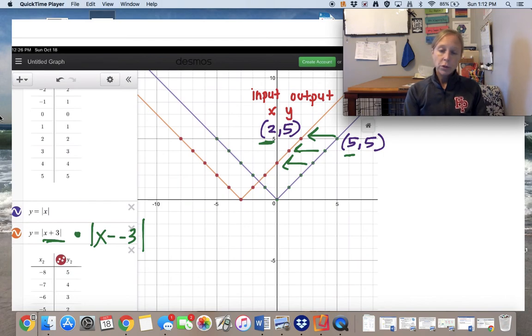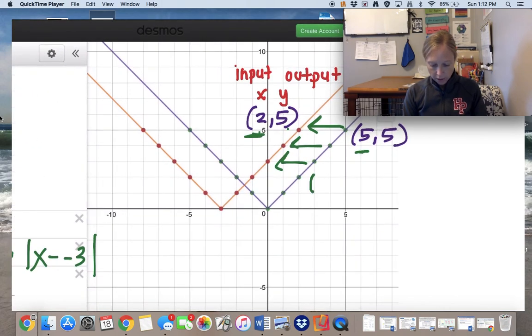The 5 turned to a 2. It was subtracted 3. But in order for us to change the input so that the output remains the same, stays at that level 5, notice 2 plus 3 is 5. If I switch to a point down here, if I label this point right here, it's over 2, up 2. It got shifted over there, and this point is -1, 2. Oops, I forgot my negative there.